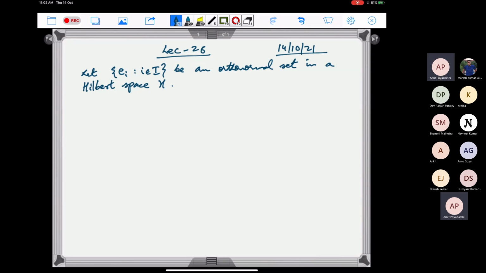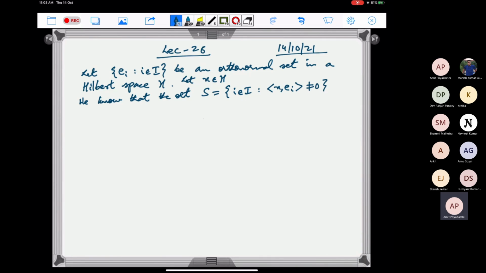But what we know is that, let us take any vector x in H, and if we write the set S as all those i in I such that the inner product of x with e_i is non-zero, we know that this set S is at most countable.